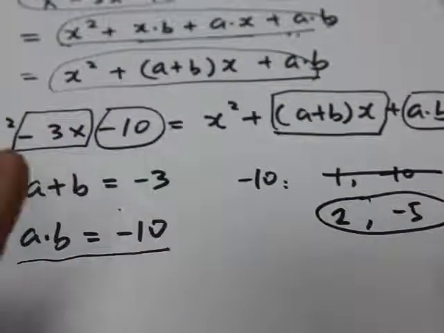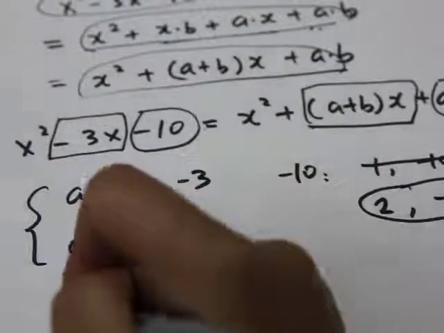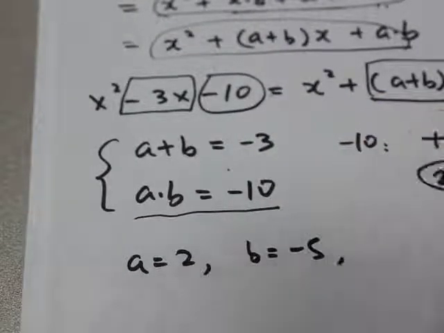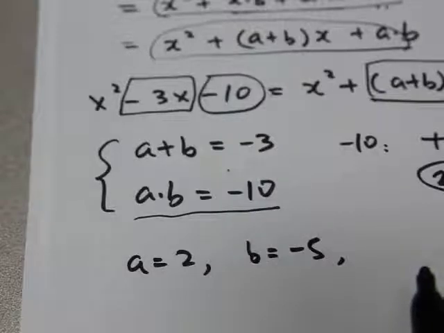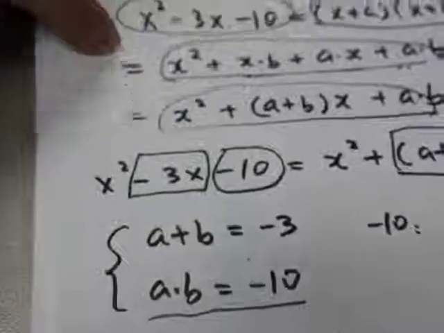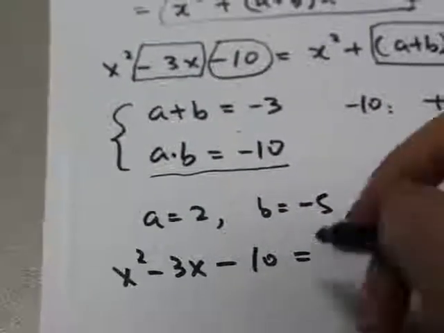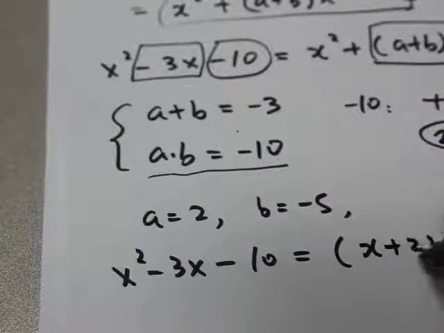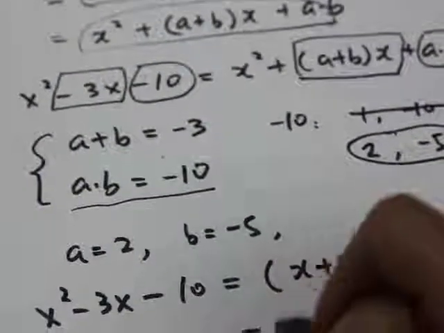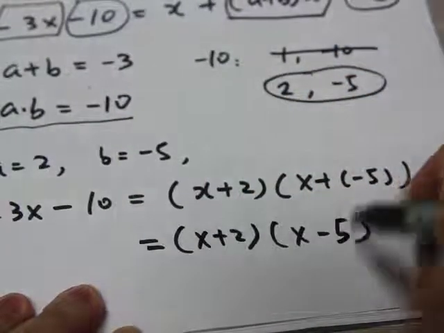And after that, it doesn't matter which number you let be a or b. So you can say a is 2 and b is negative 5, or a is negative 5 and b is 2. Therefore, when we factor this trinomial x squared minus 3x minus 10, the result is x plus 2 times x plus b, which is x plus negative 5. So that is x plus 2 times x minus 5.